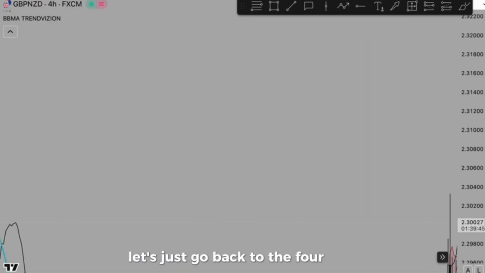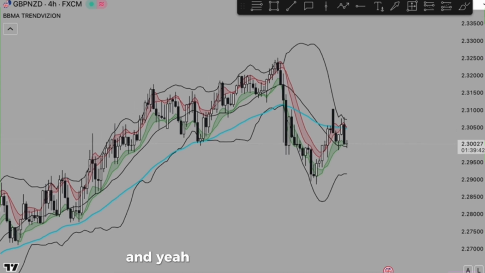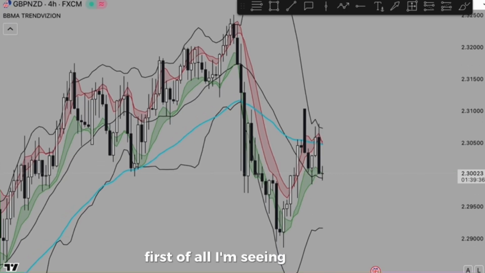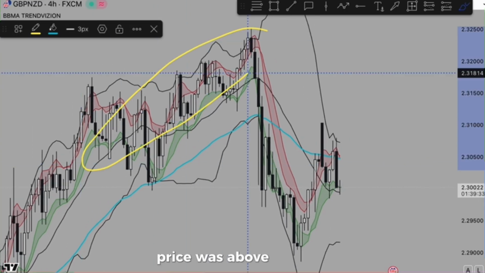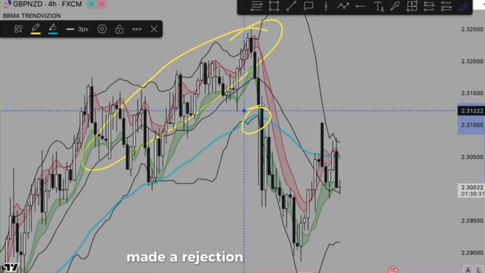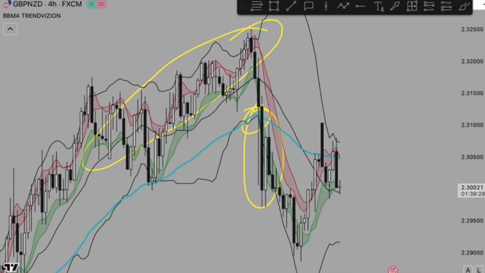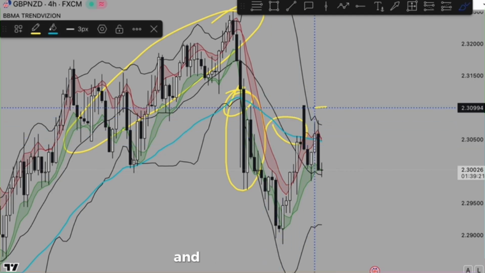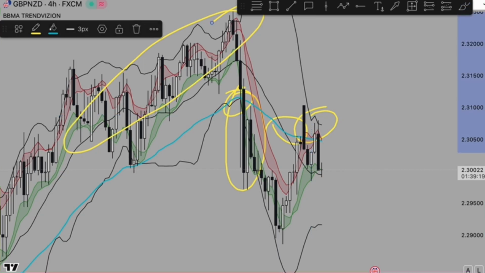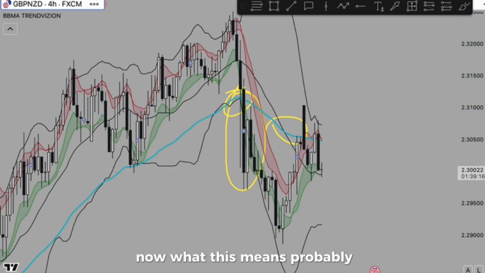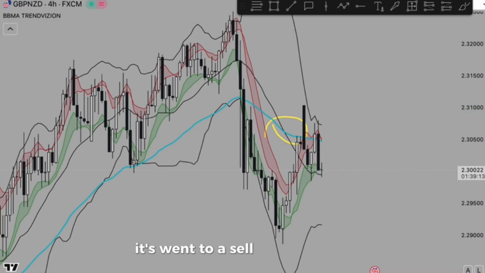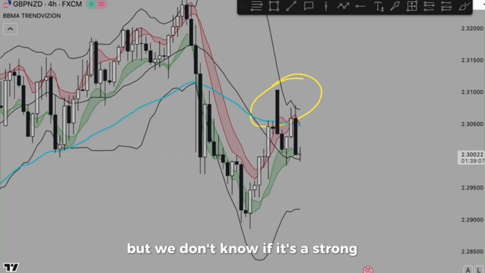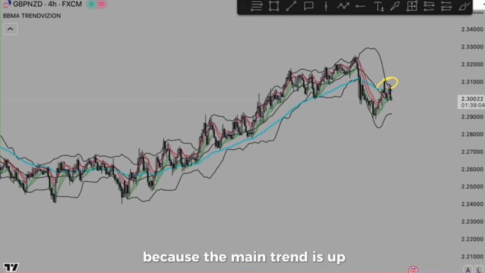So let's just go back to the 4 hour. And what is price doing here? First of all, I'm seeing that price was above the EMA, made a rejection here, went down, then made a crossover and rejected top BB. Now, what this means, probably it went to a sell re-entry zone around this area, but we don't know if it's a strong re-entry or not, because the main trend is up.